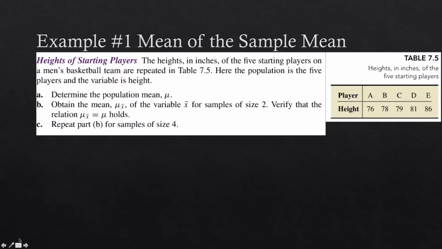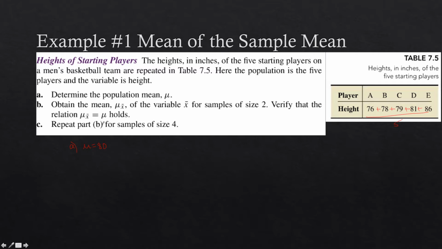So here we have our same problem with the starting 5 basketball players. Determine the population mean. Now we did this back in the last section, and we found out that mu is 80. The population mean is 80. Add all of these up and divide by 5, and that's going to give me 80. Now, obtain the mean of the sample means for samples of size 2.